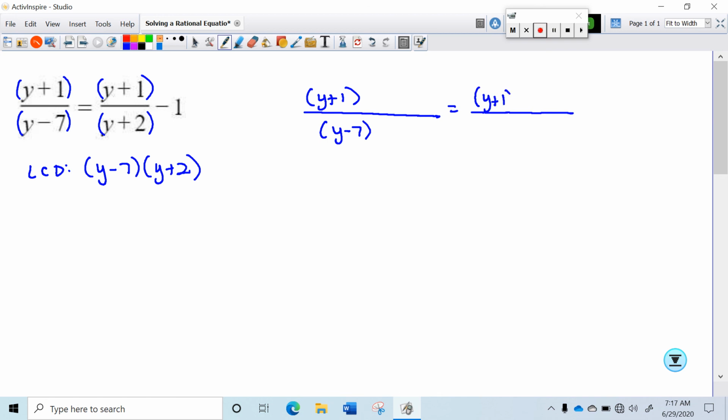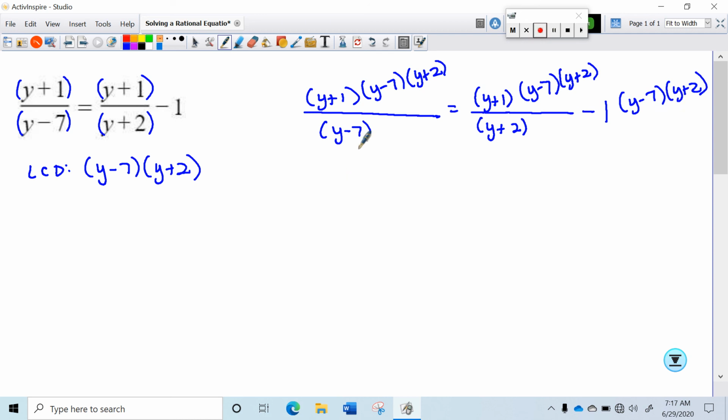Y plus 1 over y plus 2, and then minus 1. Now I'm going to put my LCD with each one of those. So y minus 7 times y plus 2, y minus 7 times y plus 2, and y minus 7 times y plus 2. For the first fraction, y minus 7 on the top cancels with the y minus 7 on the bottom. So I'm left with y plus 1 times y plus 2.